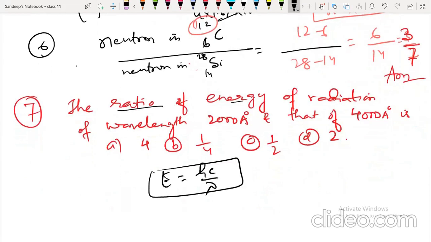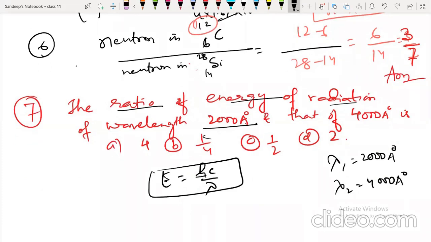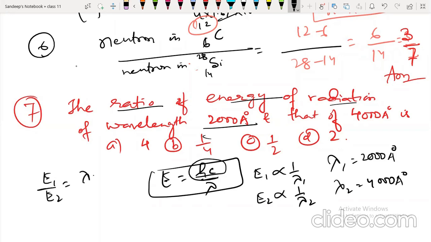So the ratio of energy of radiation of wavelength: first wavelength is 2000 angstrom, second wavelength is 4000 angstrom. This HC is constant. H is Planck constant, C is velocity. So you will write like this: E1 is inversely proportional to lambda 1, E2 is inversely proportional to lambda 2. So divide it. E1 by E2 is equal to lambda 2 by lambda 1, that is 4000 angstrom by 2000 angstrom. So its ratio is 2:1. So answer will be D.